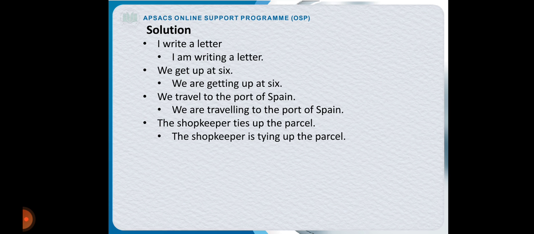The shopkeeper ties up the parcel. The shopkeeper is tying up the parcel. Here, the main subject, the shopkeeper, is singular. So, in the simple present tense, the main verb tie is followed by s. So, it becomes ties. And in the continuous tense, we've used the helping verb is.